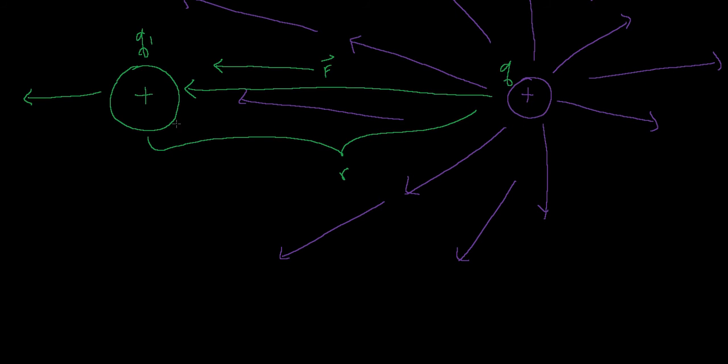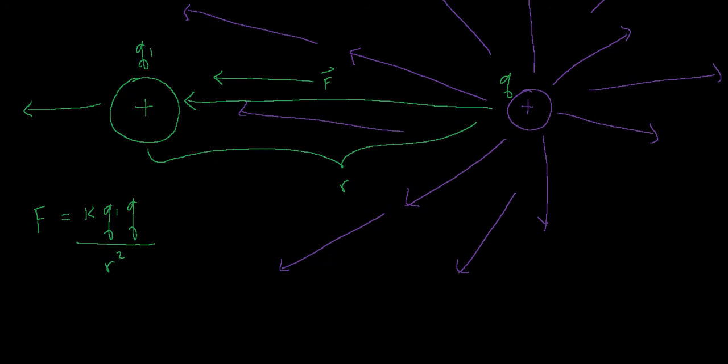So how do we define the electric field at this point? We know that Coulomb's law says that the force is equal to a constant K times Q1, which is this, times Q2, which is the second charge, I'll just write Q, divided by the distance between them squared. So if you have two charges like this, the force is going to be equal to K times the first charge times the second charge divided by the distance between them squared. So this is the force.